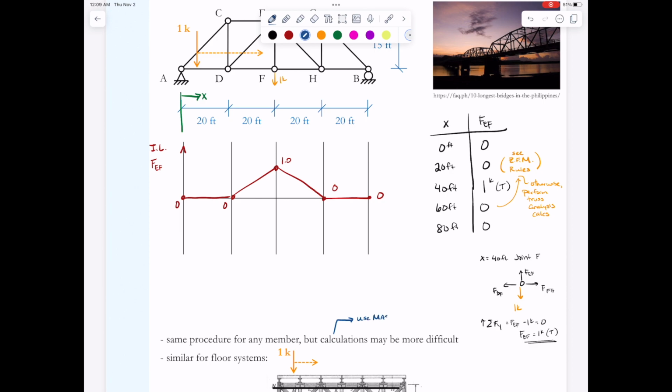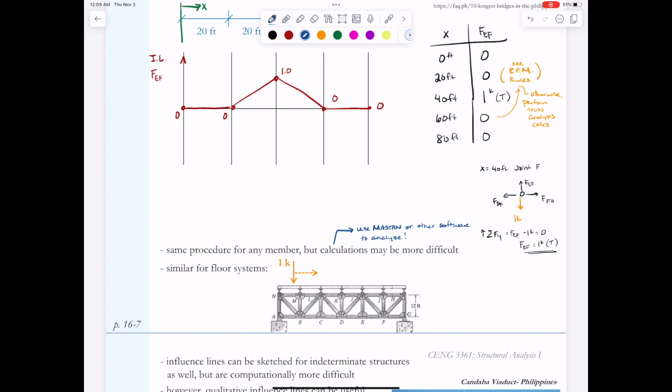I want to do the same thing for a floor system. Again, the calculations might be a little bit more difficult, or we just have to keep track of our load distribution. In this example at the bottom of page 16-7, we have a one kip moving load across this floor system. First we have to do a tributary load breakdown for the slab. When the one kip is between points on the slab, you have to figure out where I have the one kip load drawn in there.